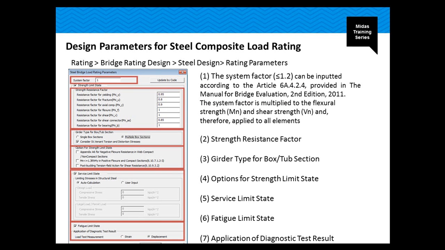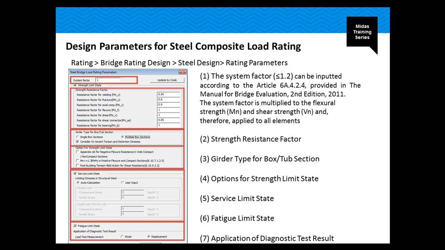After that, we have the design parameters for the steel composite. You have an option for defining something called the system factor, and it can be inputted according to the article 6A.4.2.4 provided in the manual for bridge evaluation. Basically, what it does is the system factor is multiplied to the flexural strength and the shear strength, and therefore is applied to all the elements.